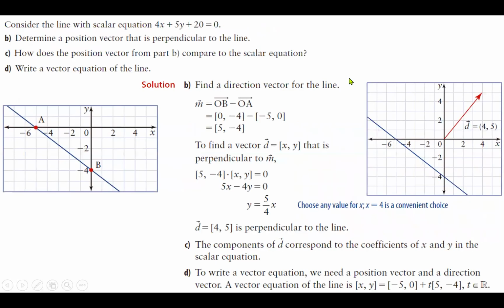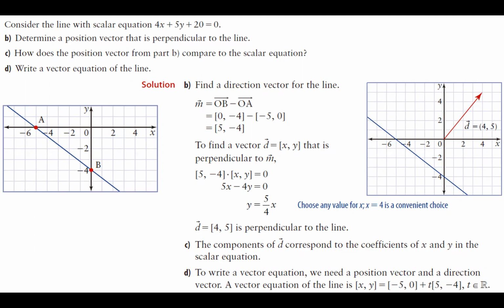Okay, for question B, find the direction vector of this line. Well, first of all, we can find the direction vector of this line using vector OB minus vector OA, right? And then put all the coordinates in. So that gives us the direction vector of this line is 5, -4.